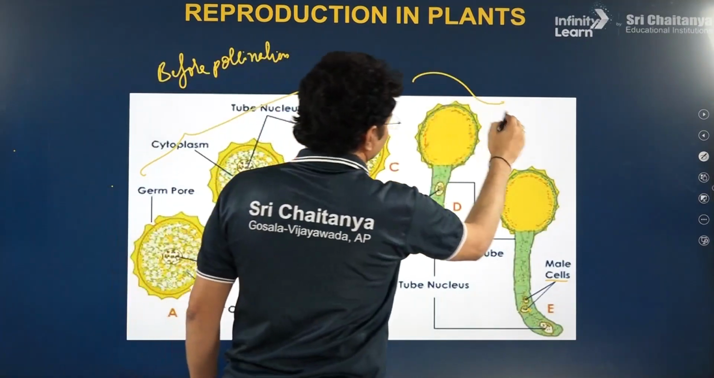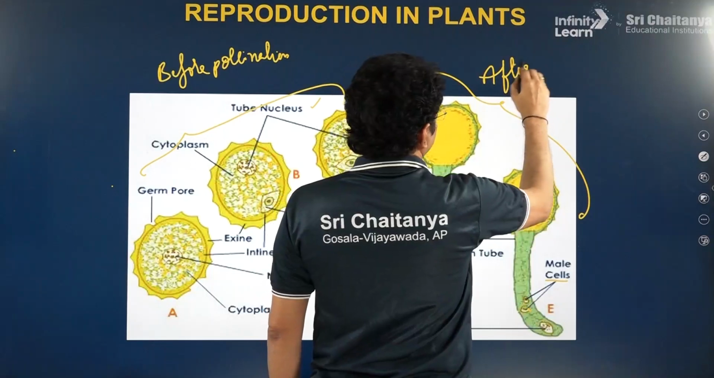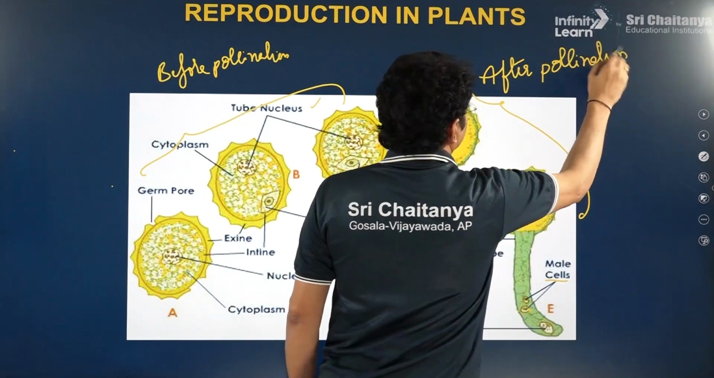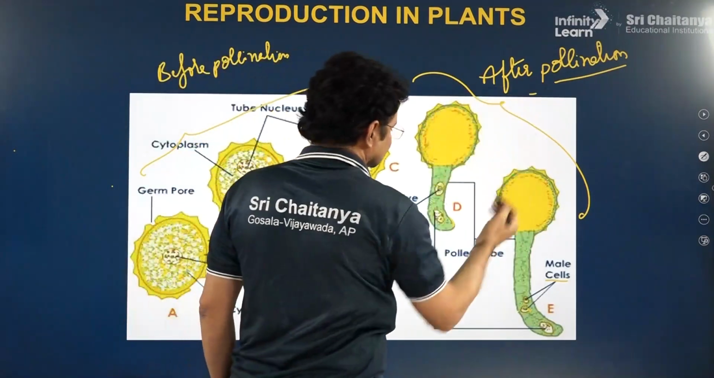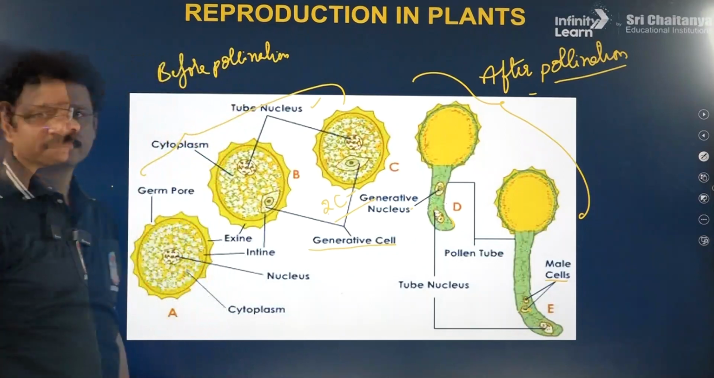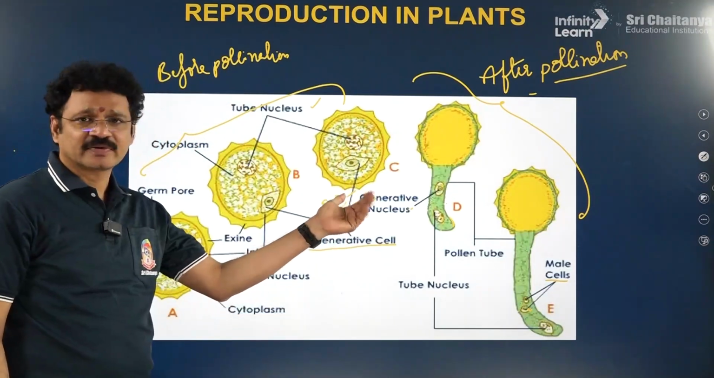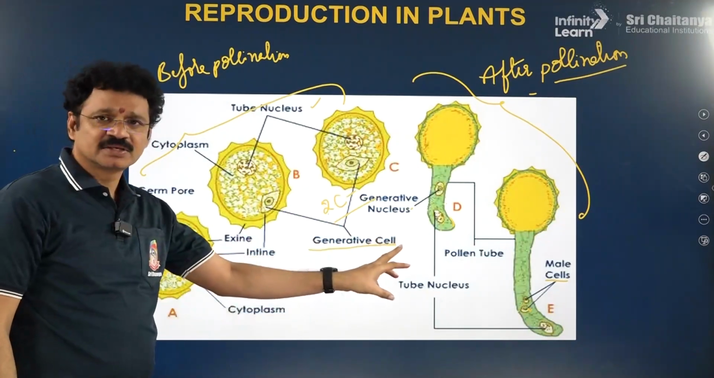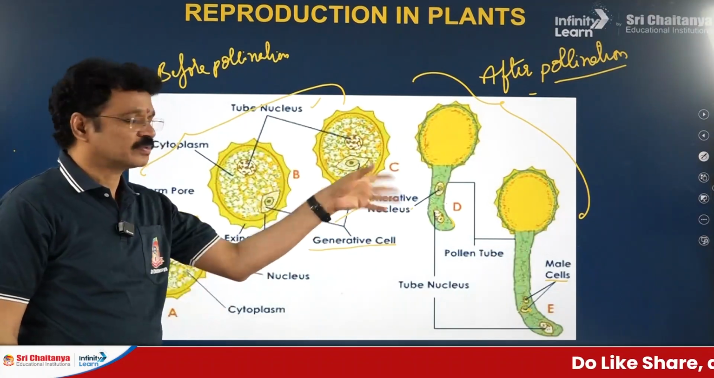Second phase of the development of the male gametophyte is development after pollination. Before pollination, one mitotic cell division. After pollination, a second mitotic division, in most of the angiosperms. Whereas in some other angiosperms, less than 40% of angiosperms, two mitotic divisions take place before pollination. There is no mitotic cell division after pollination.